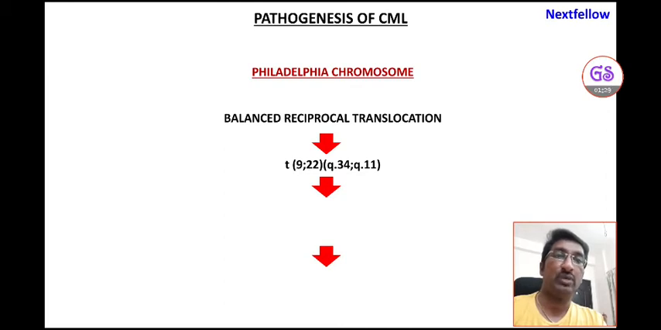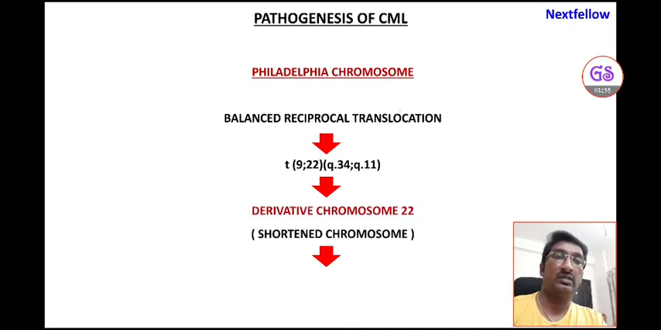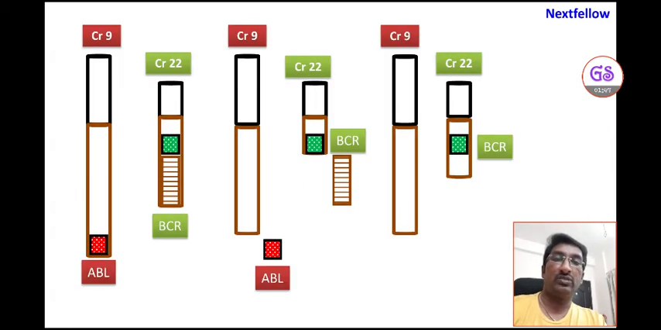Coming to the second point, it is the Philadelphia chromosome, which is nothing but, after the balanced reciprocal translocation has taken place, the newly formed or derivative chromosome 22, or shortened chromosome 22, is called the Philadelphia chromosome. So in this picture you can see chromosome 9 with the ABL gene in red color and chromosome 22 with the BCR gene in green color. Okay, so now what happens? This is actually a normal one.